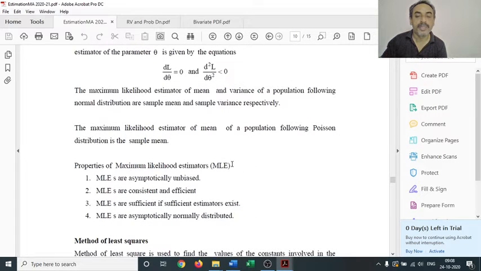Now there are certain properties possessed by the maximum likelihood estimators. MLEs are asymptotically unbiased, MLEs are consistent, and MLEs are sufficient if sufficient estimators exist, and also MLEs are asymptotically normally distributed.